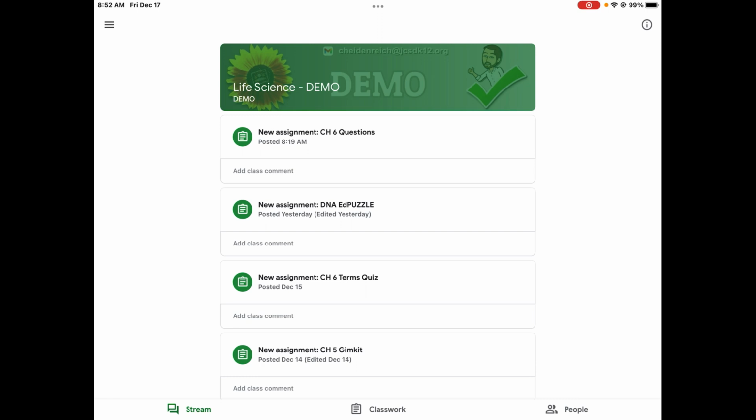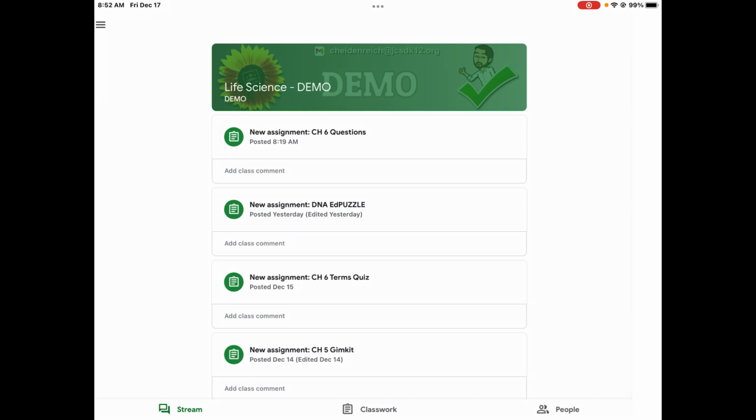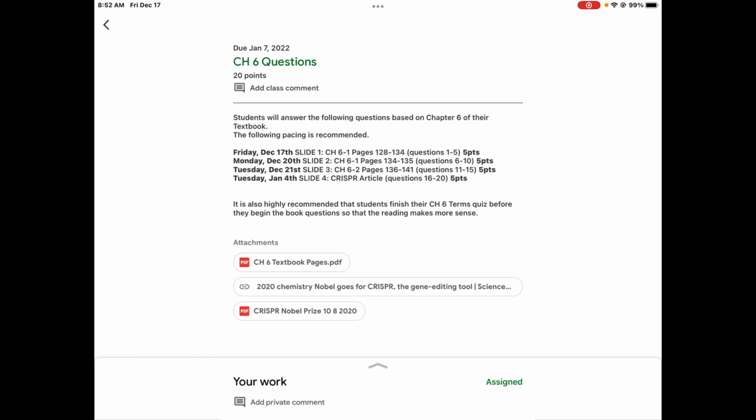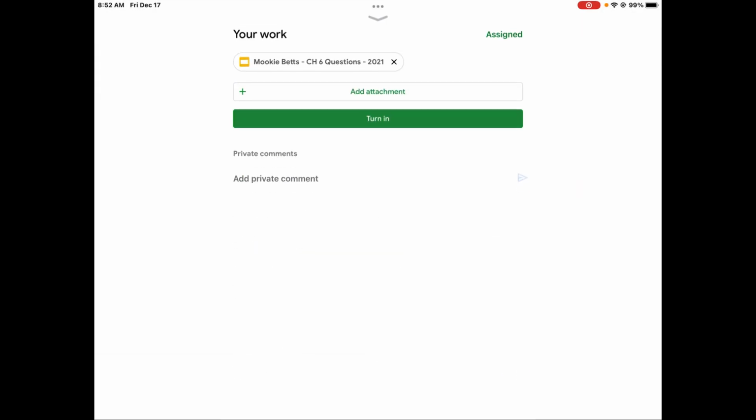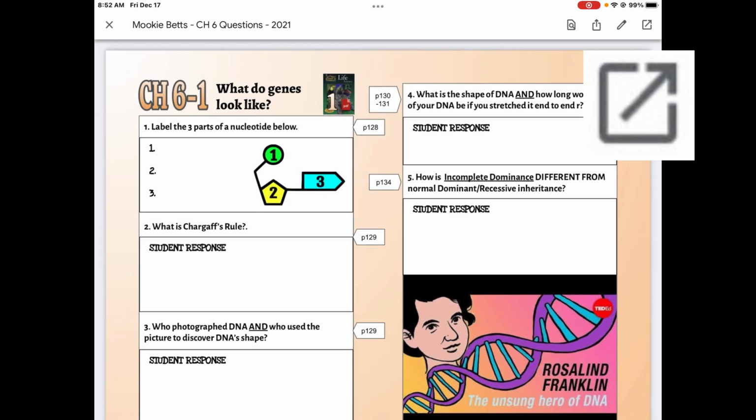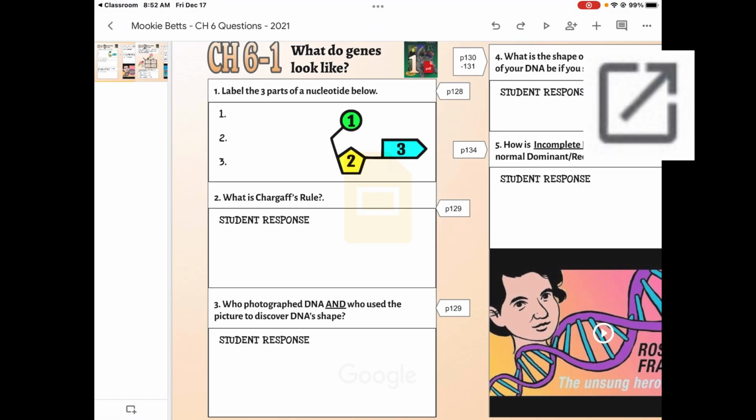But if you have all that done, then you are ready for the newest thing, Chapter 6 book questions. We're going to get most of it done before break, but this will end up in January, the last slide, the article. So we have book pages and a website and a PDF for an article here. But as always, you want to go find your slideshow and press the square arrow.